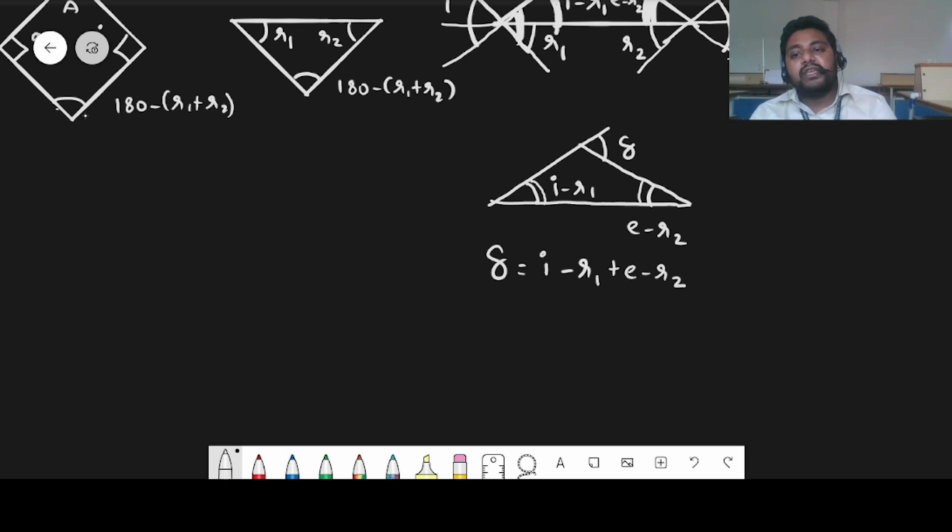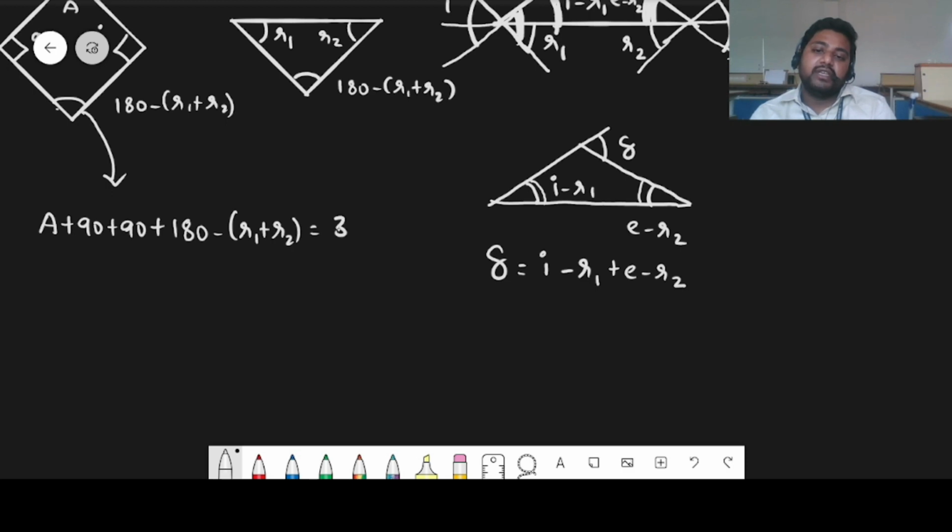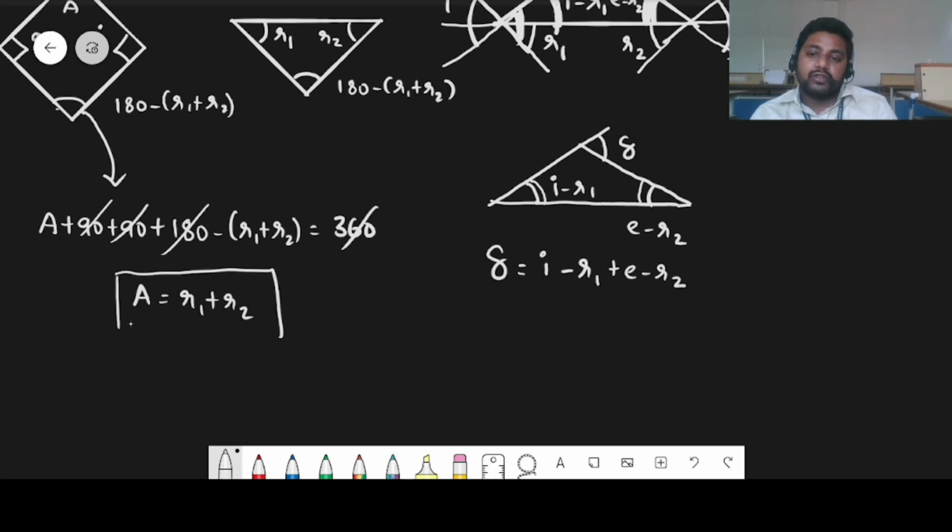From this trapezium, we can write the total angle of the trapezium should be 360. So A plus 90 plus 90 plus 180 minus of R1 plus R2 is equal to 360. So these angles get cancelled. You can write A is equal to R1 plus R2. This is one important conclusion that you got.